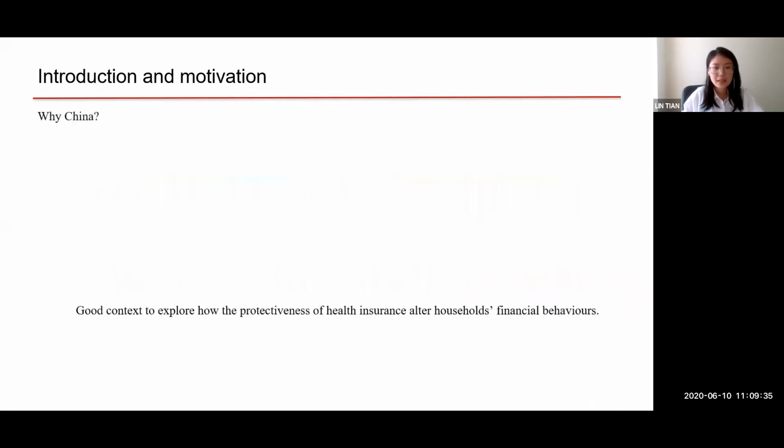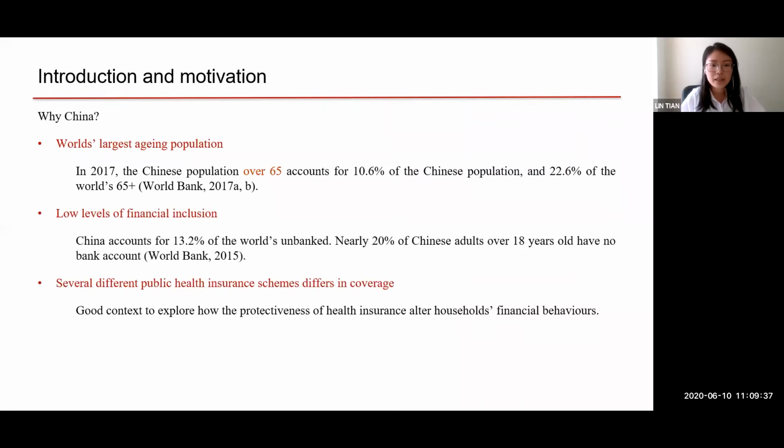So in this research, we focus on a developing country, China, because first, it has the world's largest aging population, and second, it has low levels of financial inclusion, with around 20% of Chinese adults not having a bank account. And third, it has several different public health insurance schemes, which differ in coverage and reimbursement policy, which provide us a good context to explore how the protectiveness of health insurance can alter households' financial behavior.